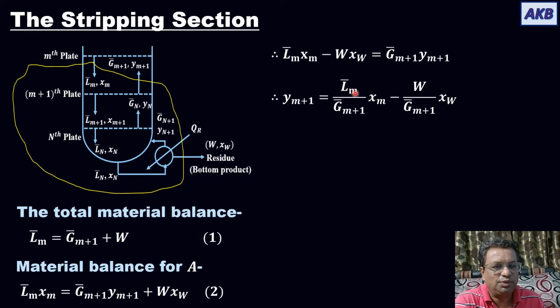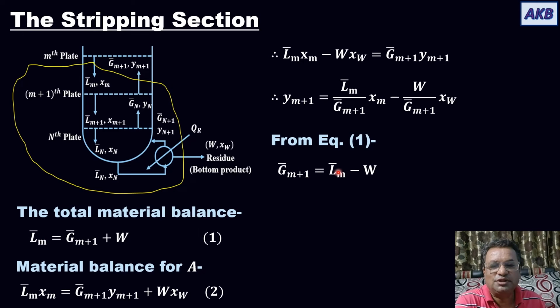Ym plus 1 is equal to L bar m upon G bar m plus 1 into xm minus W upon G bar m plus 1 into xw. Okay, now we will use equation 1. From equation 1, I can write the equation for G bar m plus 1. How can that be done? This W can be brought on this side, and you will have L bar m minus W. So from equation 1, you have G bar m plus 1 is equal to L bar m minus W.